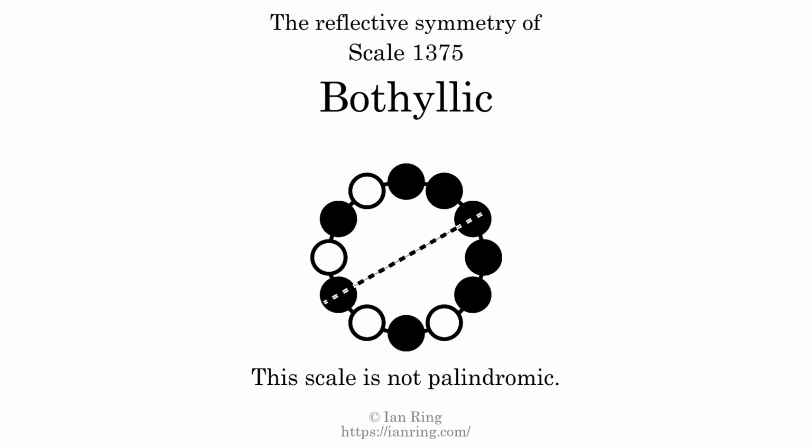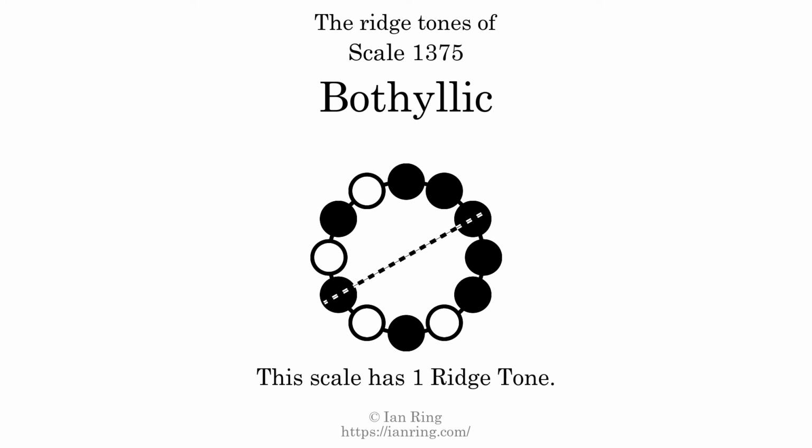This scale has reflective symmetry across an axis positioned 2 semitones from the root. This scale has a different pattern of intervals ascending and descending, so it is not palindromic. This scale has one ridge tone.